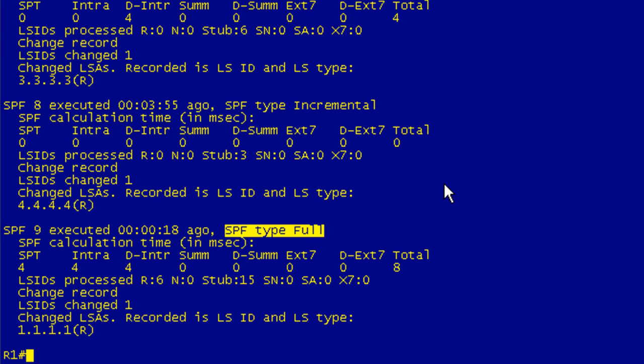Probably won't show up too much in the real world, but it can throw you off where you're like, well, wait a second, I have ISPF enabled. Why the hell am I still running a full SPF calculation? And that could be the reason.